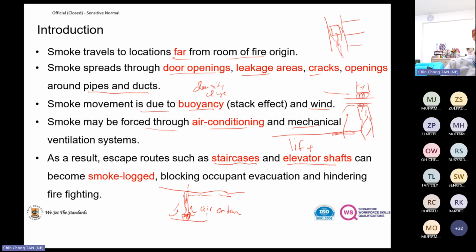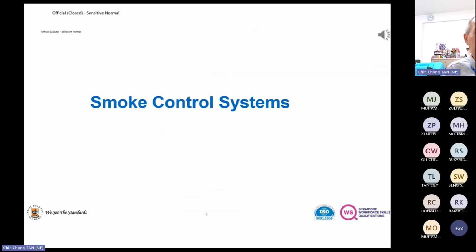And it becomes smoke-logged. The word smoke-logged means filled with smoke, blocking the evacuation routes and hindering firefighting. So let's say there's a fire and smoke goes up there. Then the occupants will run away, right? But who comes in next? After the occupants have left, who will come in? SCDF. Correct. The firemen will come in. They must be able to find the fire before they can fight the fire. If the whole place is filled with smoke, they can find the fire, but it takes time. So that will be a delay.